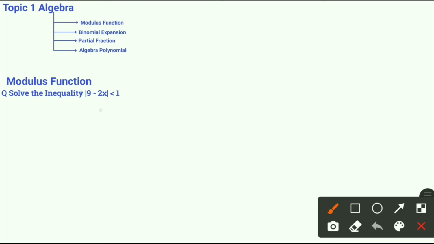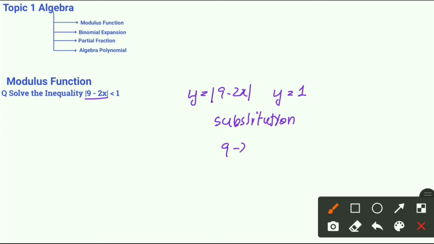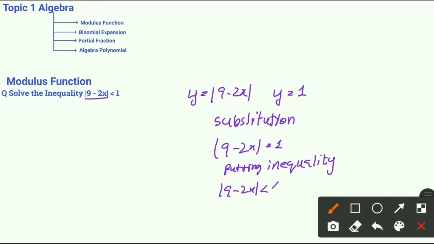Question: solve the inequality modulus of 9 minus 2x less than 1. There is an intersection between a modulus and a line, which is y equals 1. So there are two equations: one is y equals modulus of 9 minus 2x, and y equals 1. If we make a substitution, then it's like this, modulus of 9 minus 2x, and then we put the inequality. So the inequality is this.